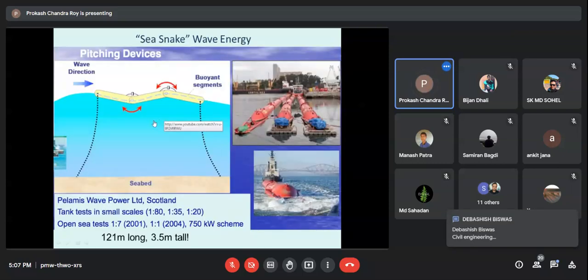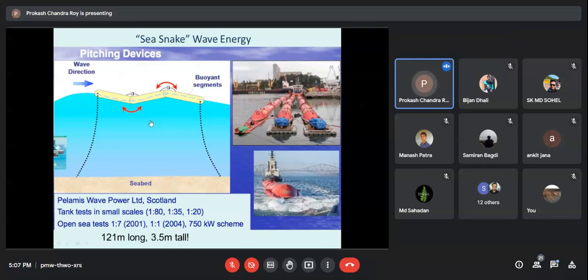This is also called the pitching device, where there is a pitching, or sometimes it is called heaving. So this is the pitching. Basically, when there is an up and down motion, here you will get the compression, here you will get the suction. So you will always get compression and expansion, and that can be done this way.